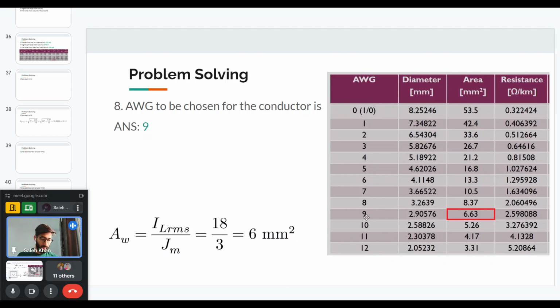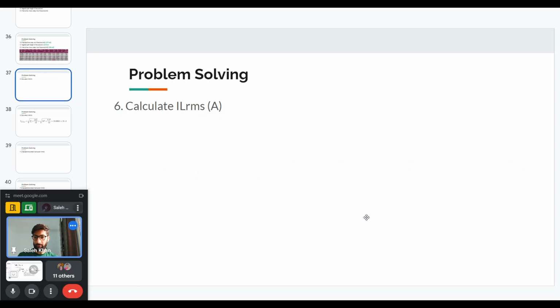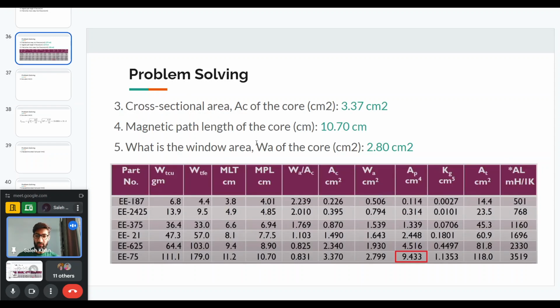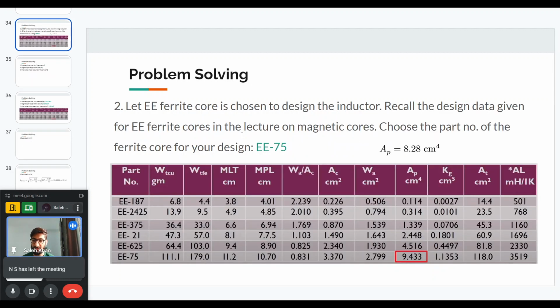Okay, someone is asking to repeat questions 3, 4, and 5. So 3, 4, and 5 are basically we have to find the cross-sectional area, the magnetic path length, and the window area of the core that we have selected in the previous one. So the second question was basically we are asked to choose a core. In the first problem, we found the area product, which came out to be 8.28 centimeter to the fourth power. Now we have to choose an EE ferrite core based on the data that was given in the lectures. So this is the data that was given in the lectures.